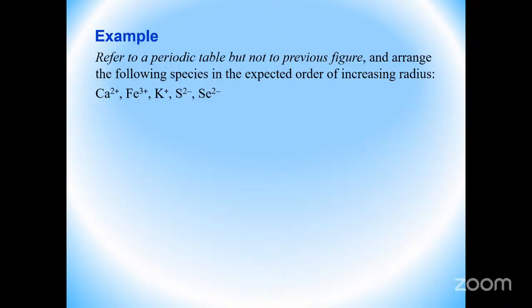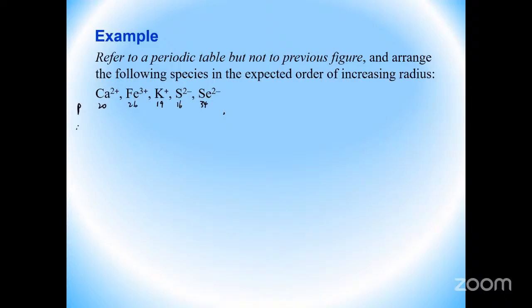So what I will do firstly is try to find out which of these are isoelectronic. So what I'm going to do is look at the number of protons first in each case. So in the case of calcium, it's 20. In the case of iron, it is 26. In the case of potassium, it's 19. In the case of sulfide, it's 16. And in the case of selenide, it is 34. So that's the first thing I would do, all right?